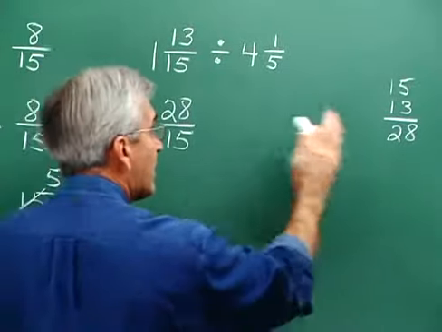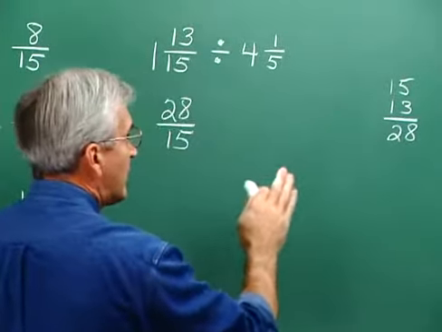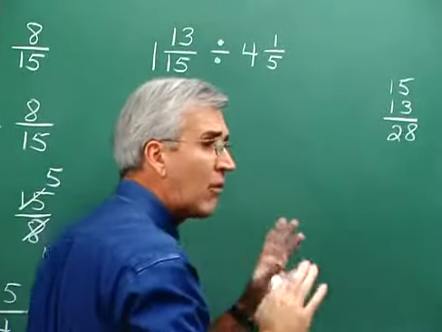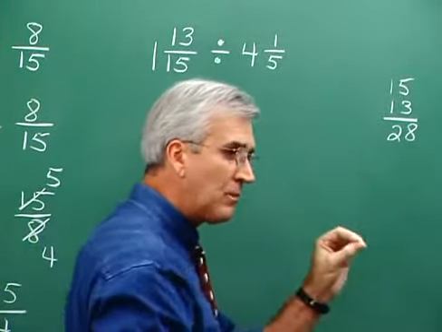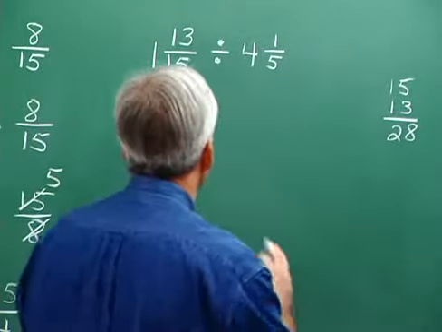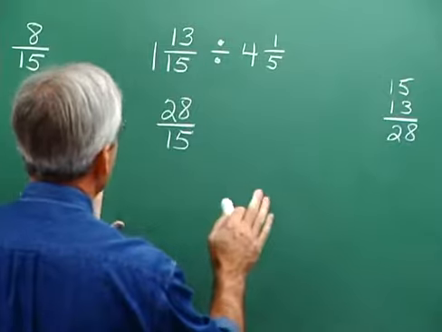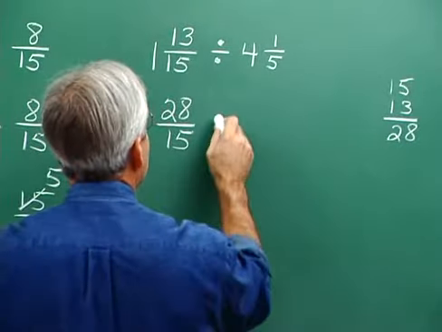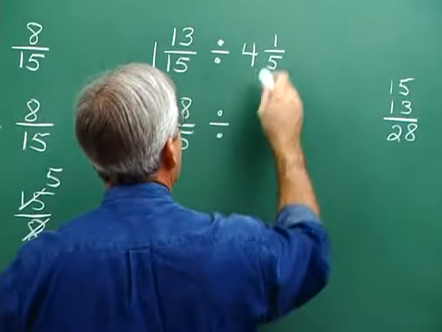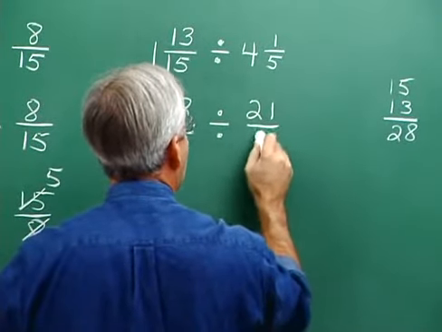Okay? Don't be afraid to do that, because if you're afraid to do that and you make a mistake in this process, then you're letting some kind of pride cause problems with your mathematics. And you don't want to do that. You want to be very safe with everything that you do. All right, so we have 28 over 15 divided by 5 times 4, 20, and 1, 21 over 5.